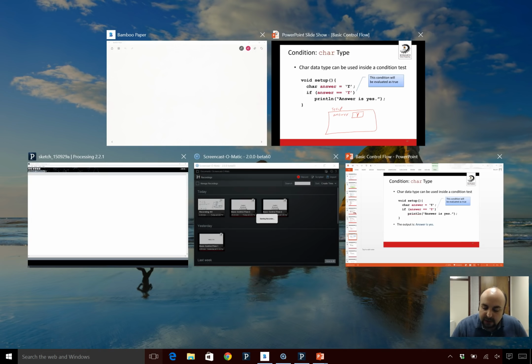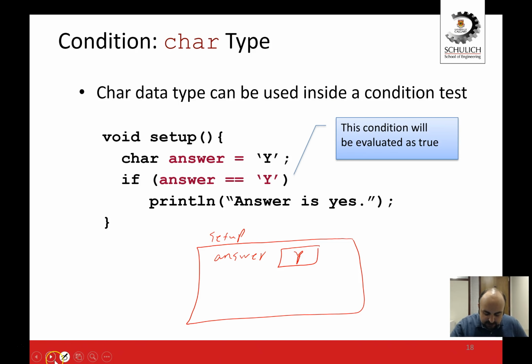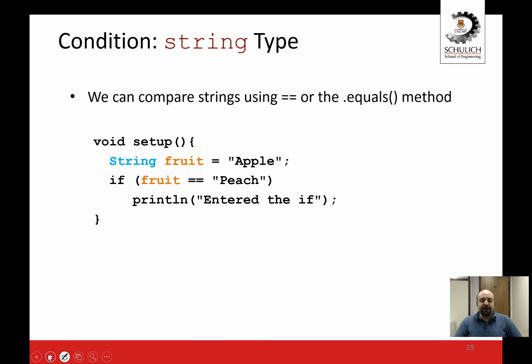Let's go to the slides, and let's look at strings. Can we do the same thing with strings? With strings, there is a limitation with Processing. This is not true for other programming languages, but for Processing, and we're learning Processing here, you can only compare strings to make sure that they're equal. That's the only thing you can do with strings. You can just check whether one string is equal to the other.